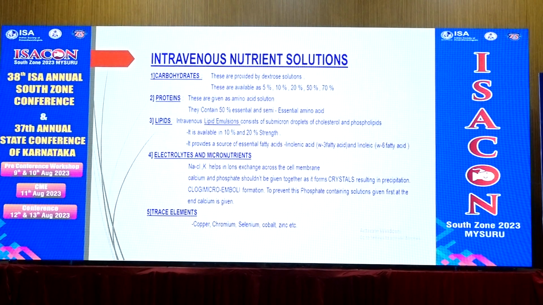Intravenous nutrient solutions include carbohydrates, available in 5%, 10% and 50%, and proteins, which can be given as an amino acid solution containing 50% essential and semi-essential amino acids. Lipid emulsions of 10 to 20% strength are available. Electrolytes and micronutrients have to be supplemented in the intravenous nutrition solutions. Trace elements like copper, chromium, selenium, cobalt and zinc have to be part of the intravenous nutrition solutions.